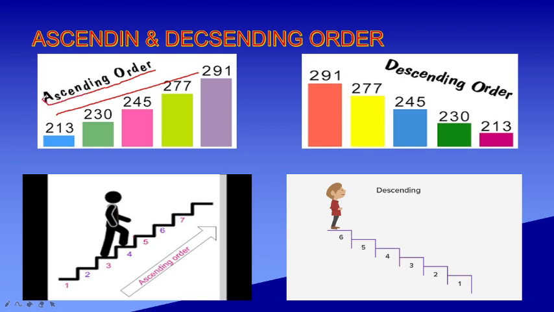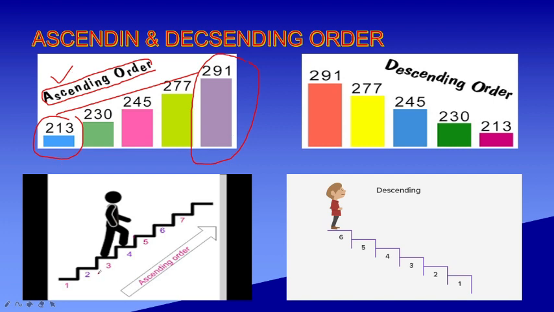So what is ascending order? Ascending order is the order which is from lower to higher. If you move from lower to higher, or lower digits, if you write the lower number first and then you write the highest number, then we will say it is the ascending order.